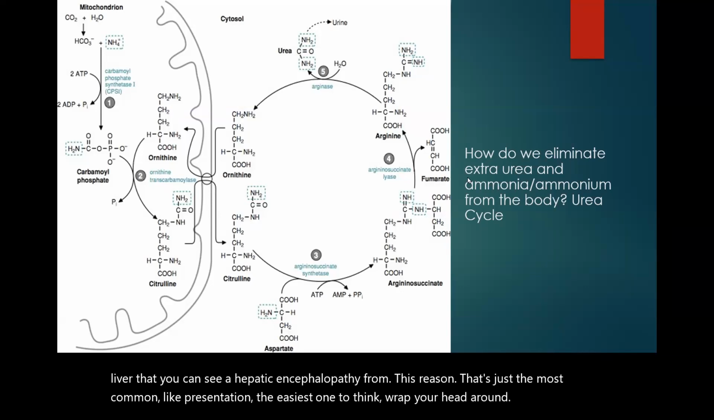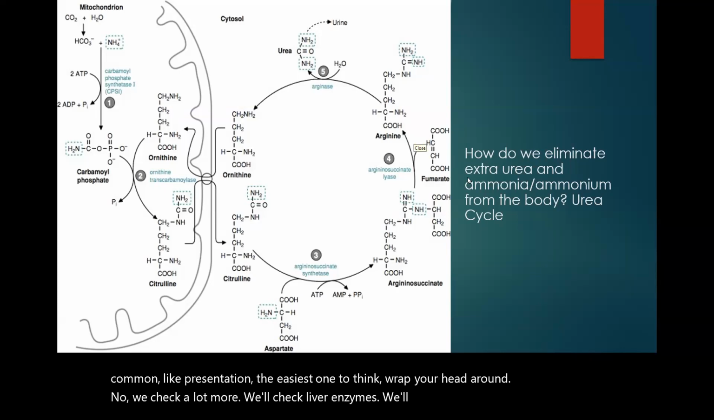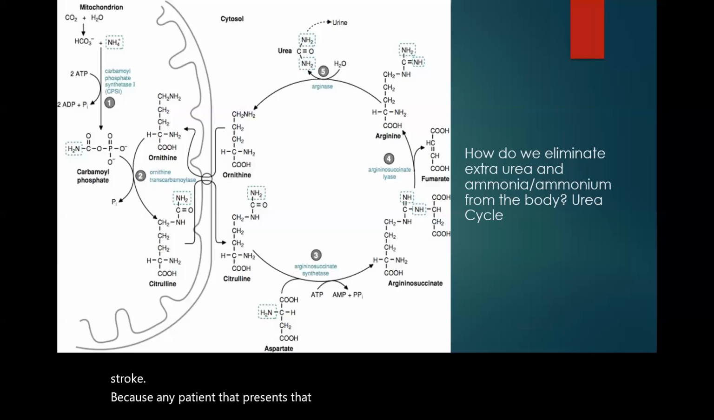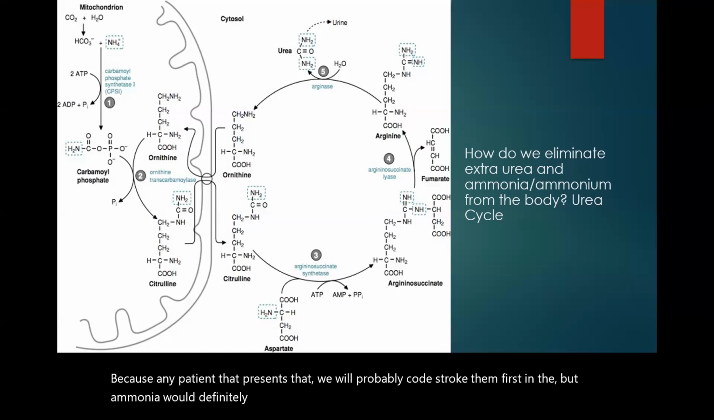No, we check a lot more. We'll check liver enzymes, we'll check electrolytes, we'll check blood sugar, and we'll do a head CT typically to make sure there isn't any concomitant actual stroke, because any patient that presents that way will probably code stroke them first in the ER. But ammonia would definitely be one of the things we'd order in that first round of labs if we suspected. Yeah, good question.